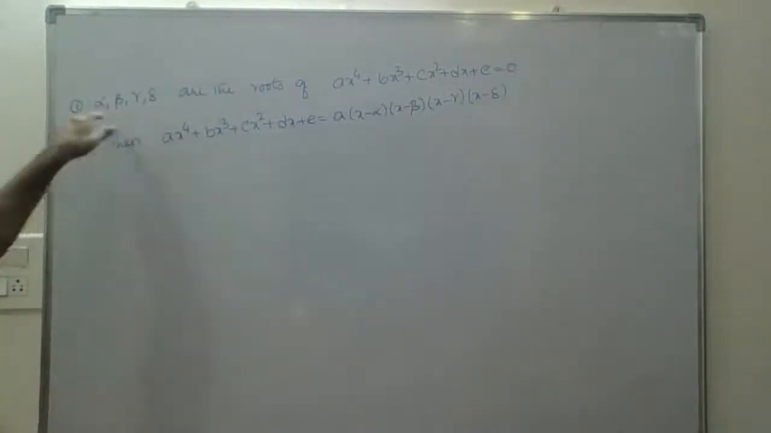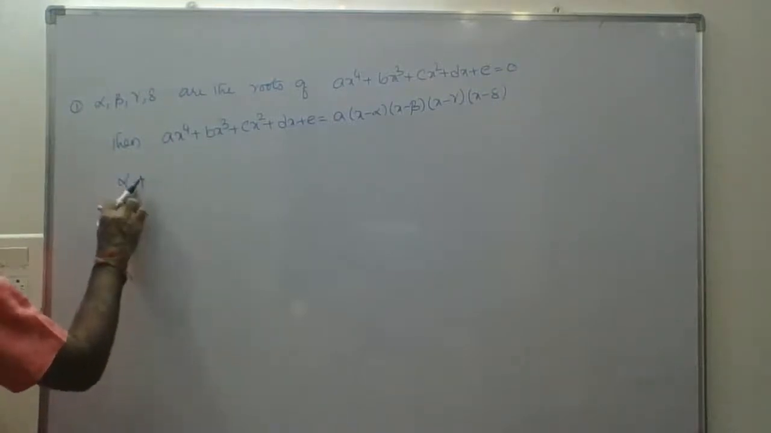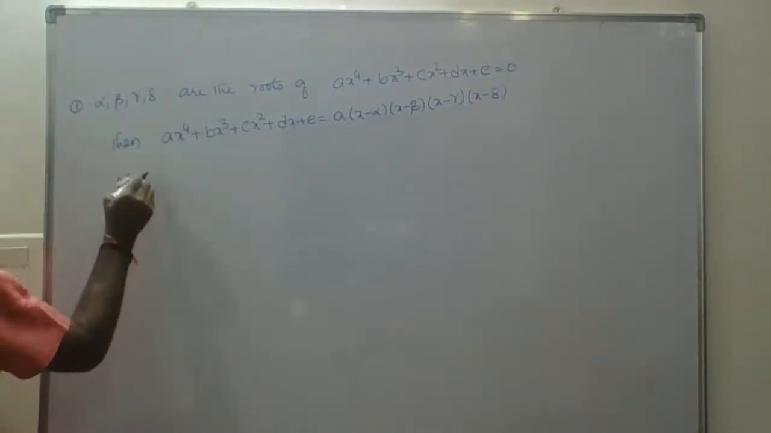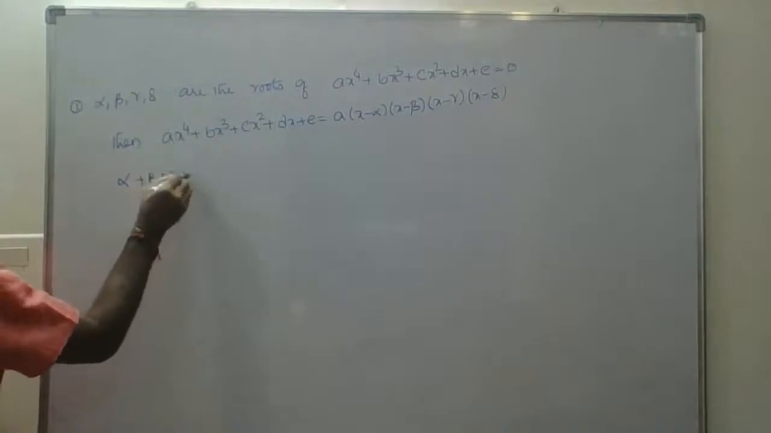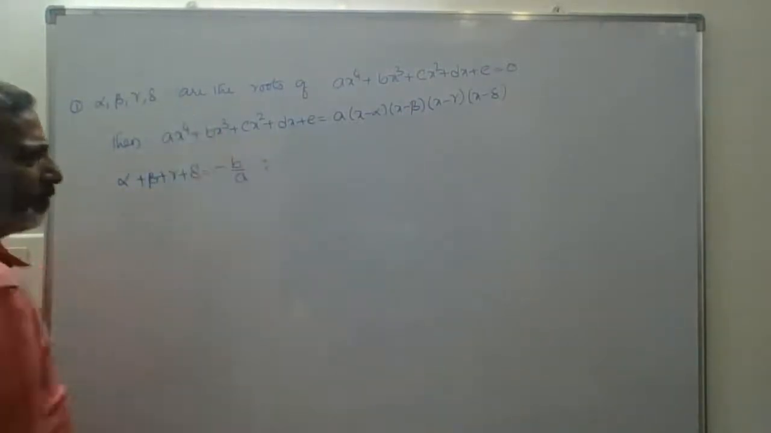These are the roots. Alpha is a root, x minus alpha is a factor, beta is a root, x minus beta is a factor, gamma is a root, x minus gamma is a factor, and so on. So the sum of the roots, alpha plus beta plus gamma plus delta, what is that? Minus b by a.